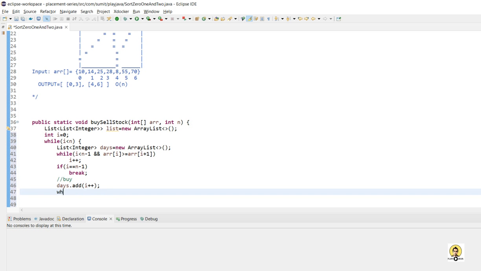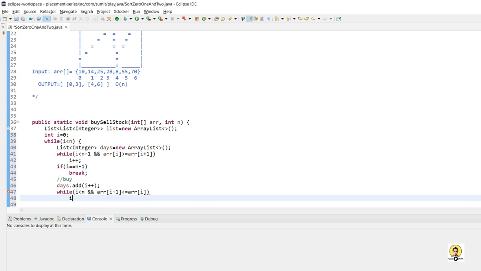Now the second condition comes here. The second condition is that I should be less than n, because since we are going to buy the share, we should not buy on the last day, but since we are going to sell the share, we can sell it on the last day. So that's why I put I as n, and the condition should be array at I minus 1 should be less than or equal to array at I, then keep on incrementing.